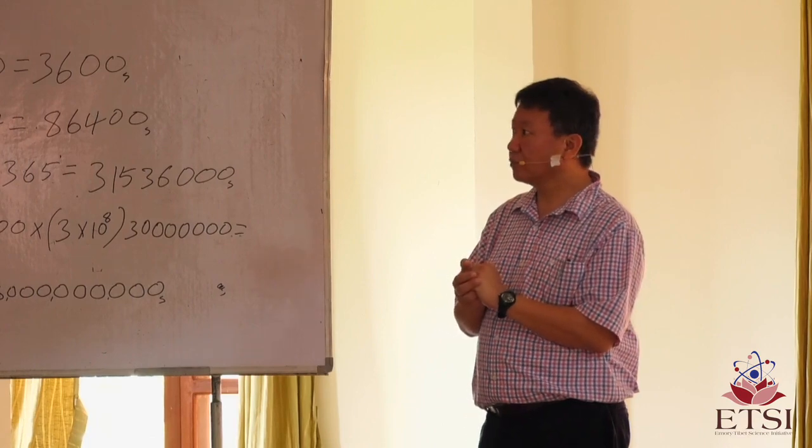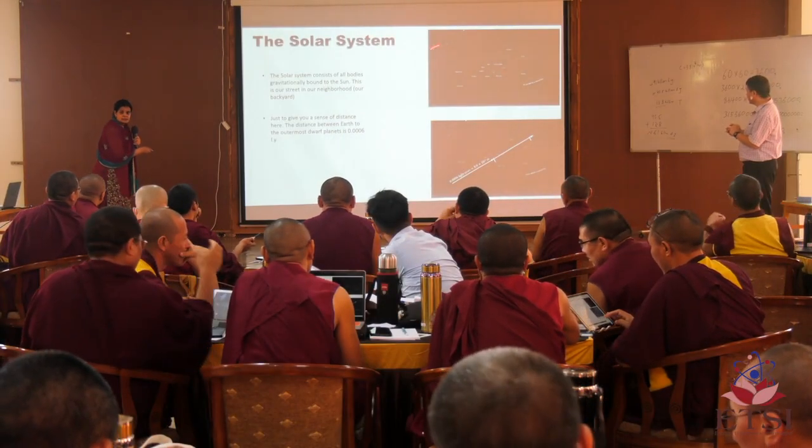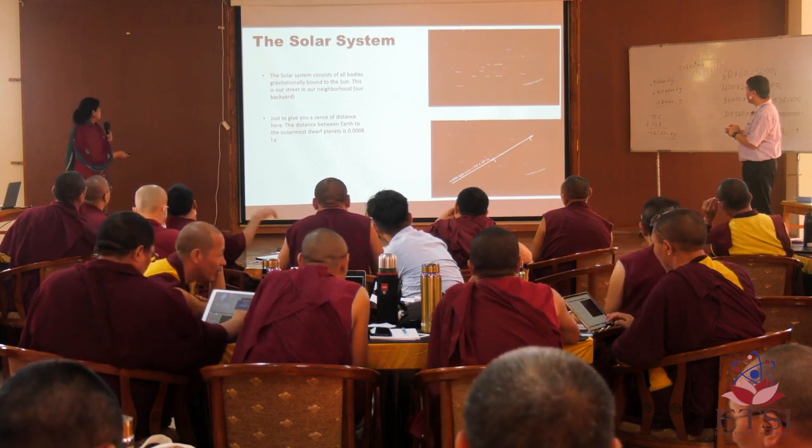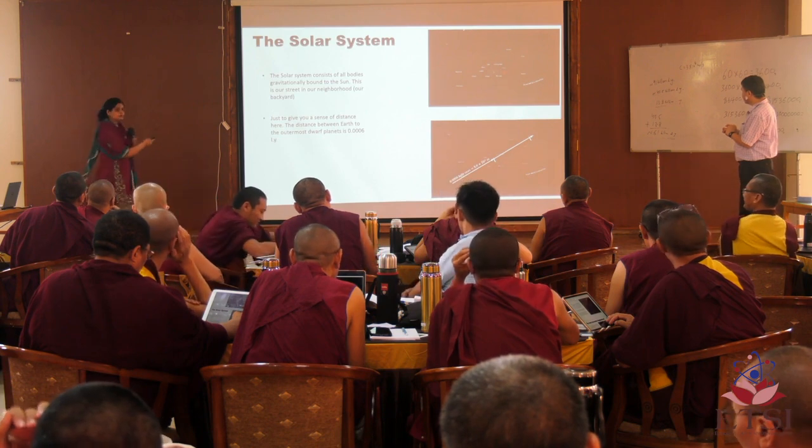It's too bad it's not visible. So now you see the sun and all the planets here. So this is our neighborhood. It's like your Dripang Street. You go from here to there. This is where we are right now.